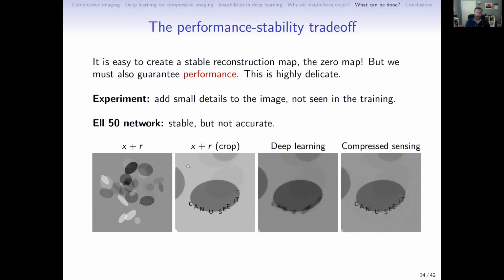And now we try and reconstruct this image. So this network completely washes out this detail, whereas compressed sensing recovers it quite nicely. And so in this sense, its performance is not great. But the flip side of this is that it's actually a fairly stable network. So it has good stability, but not great accuracy.